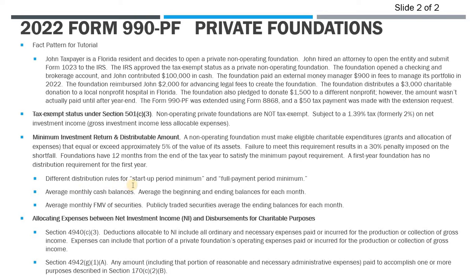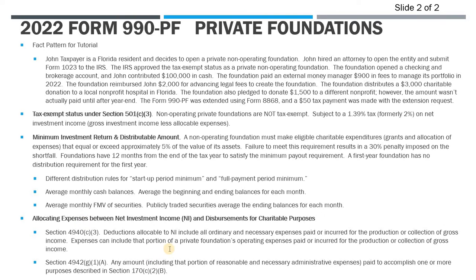Now, there are different distribution rules for funds in their startup period. When the private foundation is in its first 4 years of existence, it's in the startup period, where it actually gets reduced distribution amounts. But after that, you're in your full payment period, so you have to make the 5% payment each year, or else you have this 30% penalty issue.